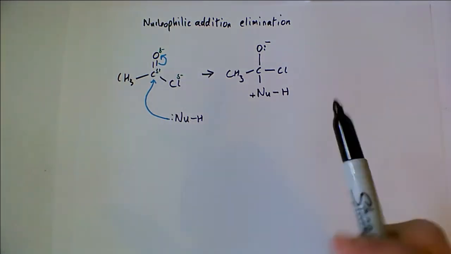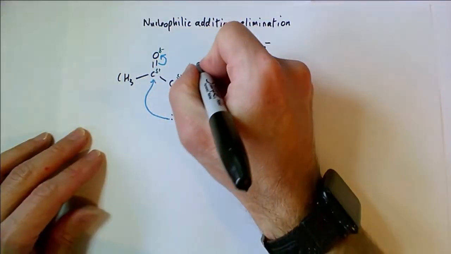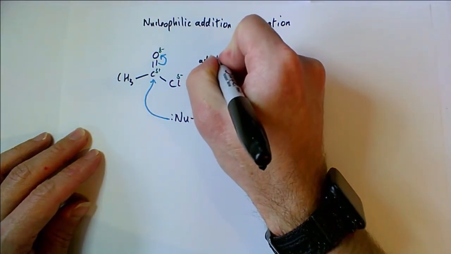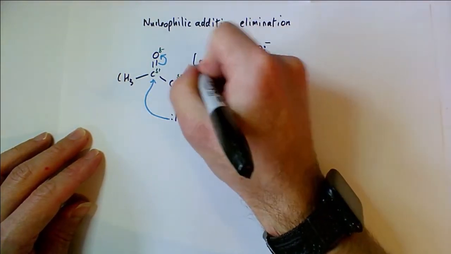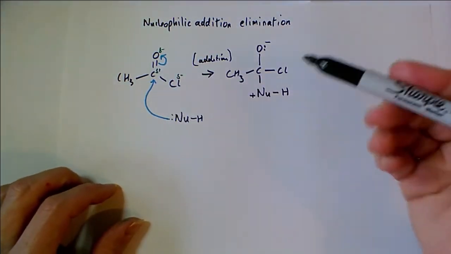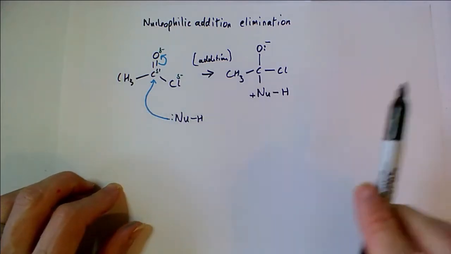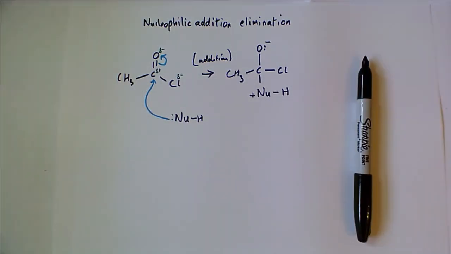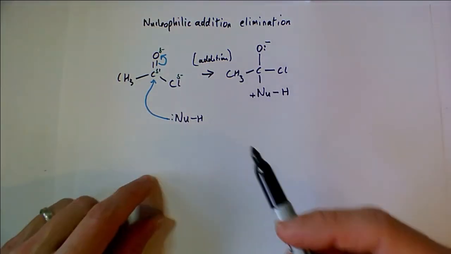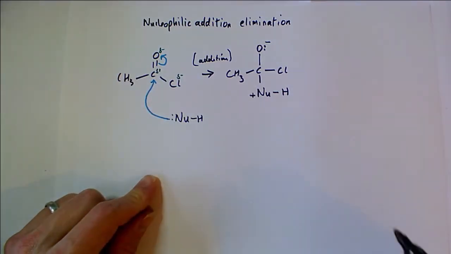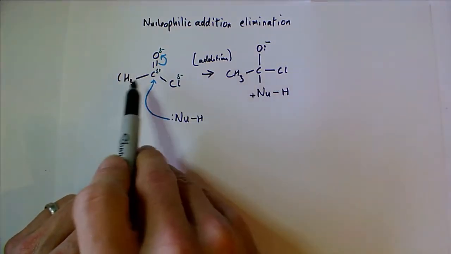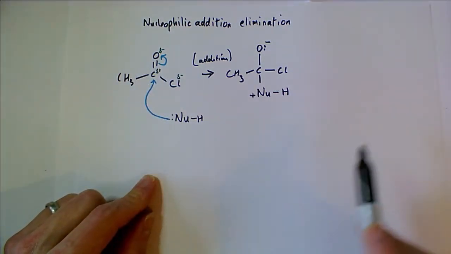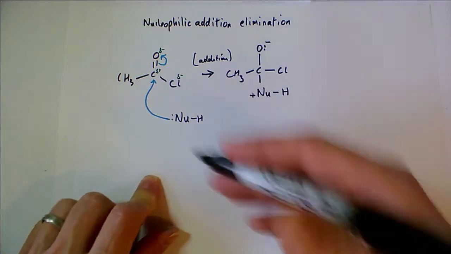So this stage here is the addition step. This would be the addition step, because I'm adding my nucleophile. Apologies about that. I've added my nucleophile to the ethanoyl chloride in this case. So now we've got this intermediate.